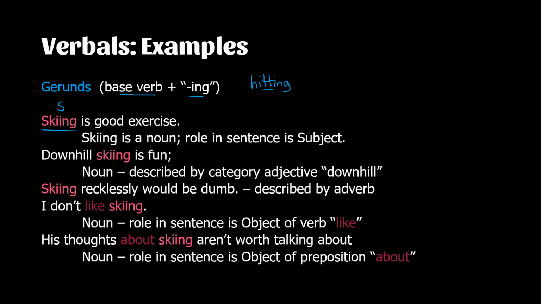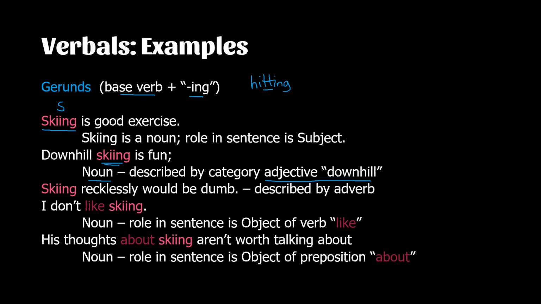Here we have another sentence. Downhill skiing is fun. Again, it's the sentence, so it's the subject of this sentence. One other way we know that this is a noun is it's being described by the adjective downhill. Again, only nouns can be described by adjectives, so that helps us realize that skiing is a noun.